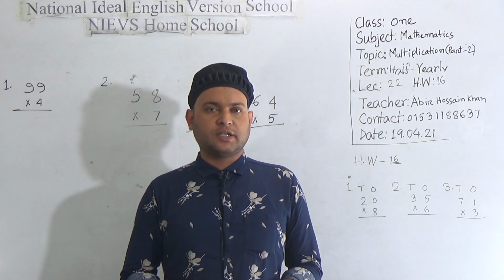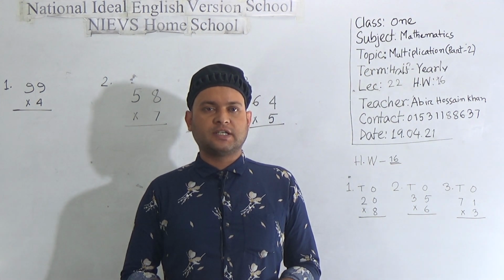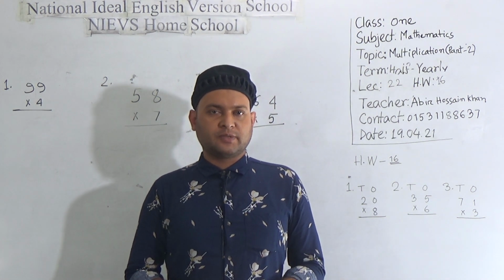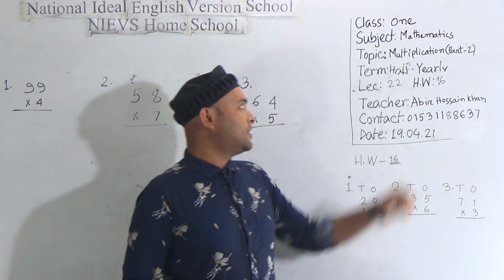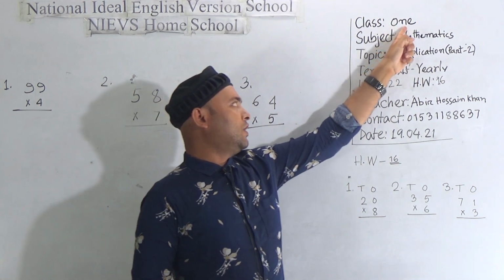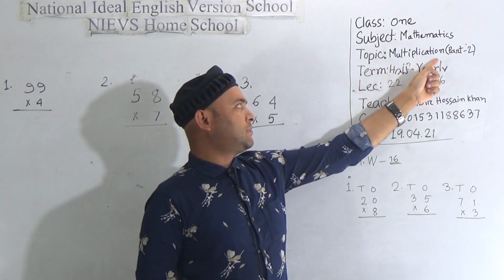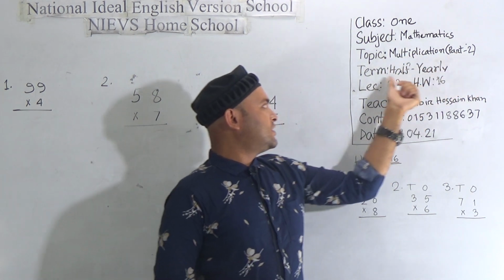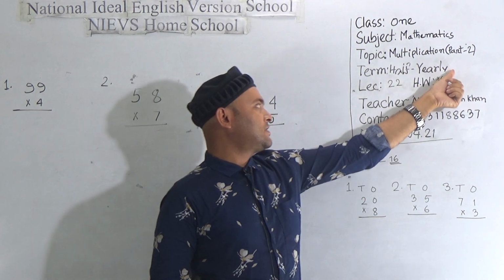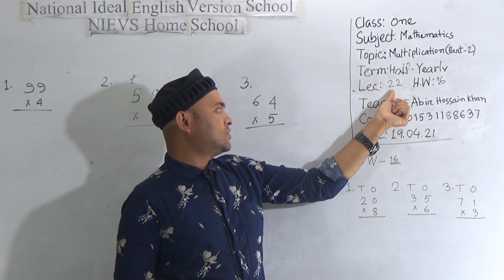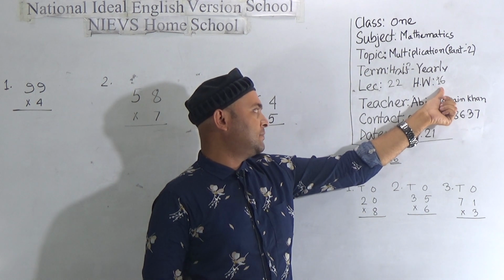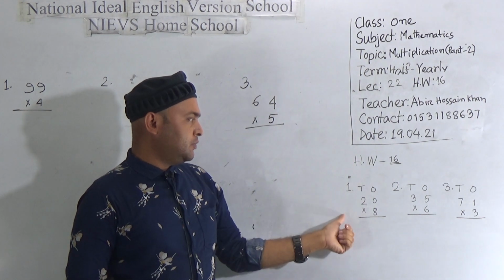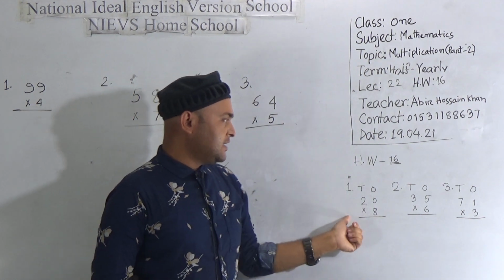This is Abir Hossain Khan, assistant teacher in mathematics at day shift of National Ideal English Version School. I'm going to take a mathematics class today for class 1, and our topic is multiplication part 2, which is included in the half yearly syllabus. Our today's lecture is 22 and HW is 16. You have to submit this HW.